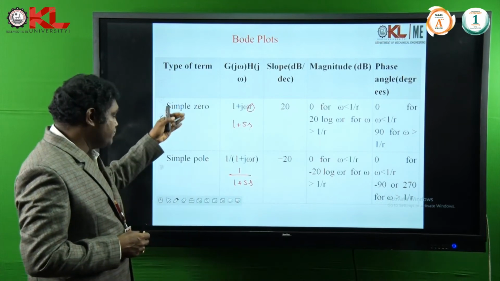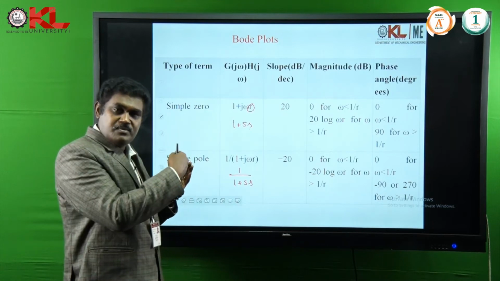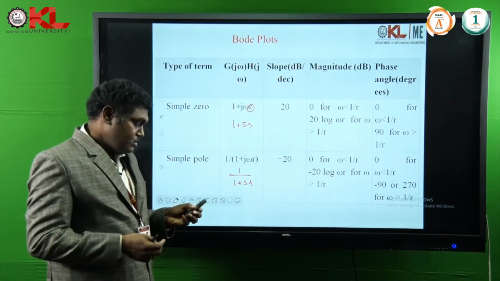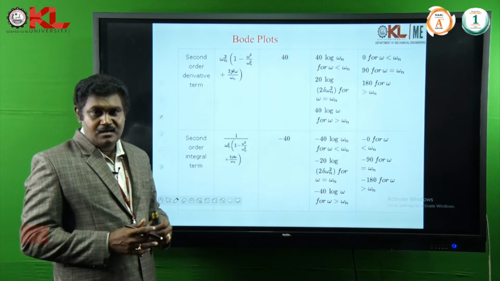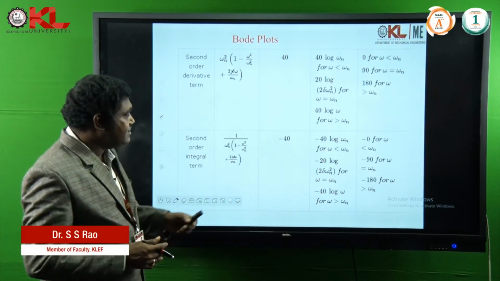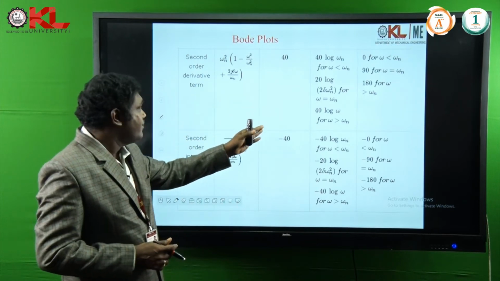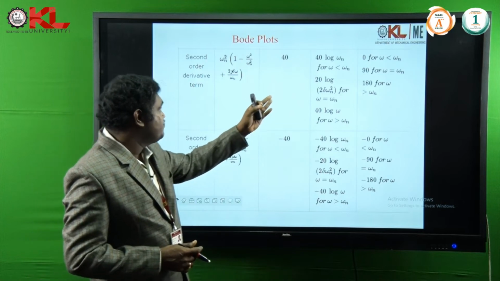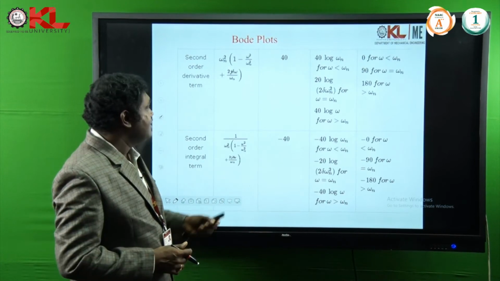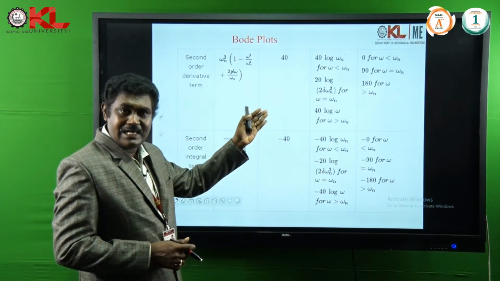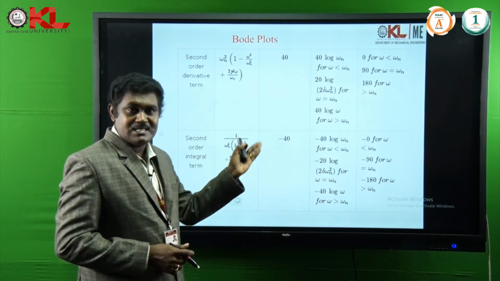Okay. Now, these are what we have seen up to now: simple zero and simple pole. Now, we will see the second order derivative and the second order integral form. For the second order derivative term the slope is 40, and the magnitude is obtained as 40 log omega n for omega less than omega n, 20 log of 2 delta omega n square for omega equal to omega n, and 40 log omega for omega greater than omega n.